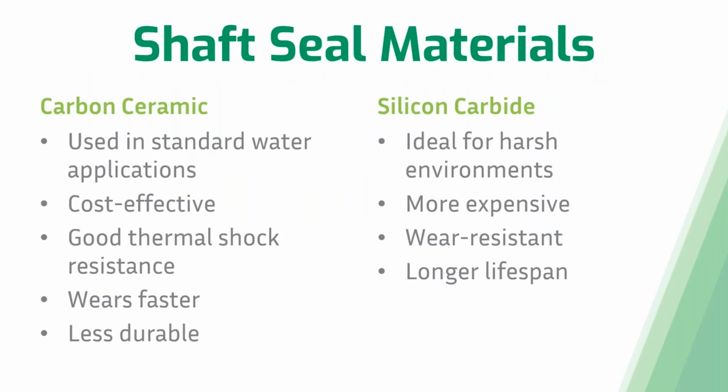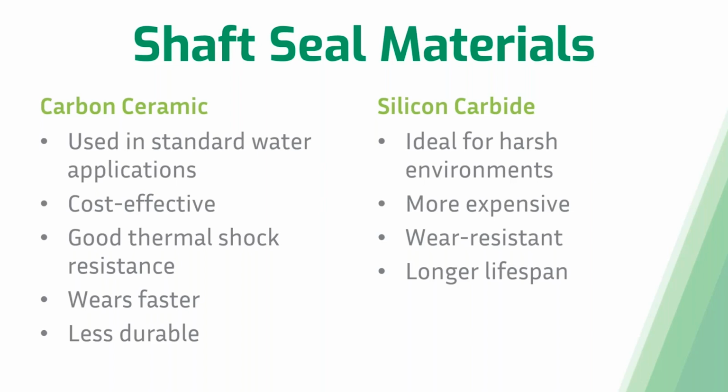So first, let's discuss various shaft seal materials. Really, we're going to discuss carbon ceramic versus silicon carbide, which are two very common materials used in shaft seals in the pump industry. Carbon ceramic seals are going to be your standard seal. They're used in most water applications. They're very cost effective, and they have good thermal shock resistance, which just means that if there is a spike in temperature, that carbon ceramic seal is not going to start to break down. Now, if there's a constant high temperature, that's a different story. We'll get into that here in just a second.